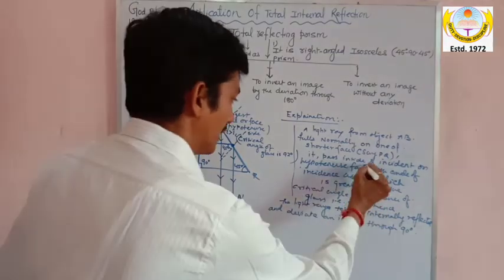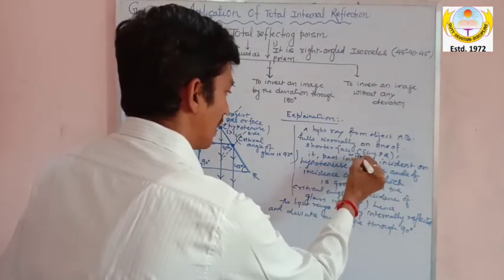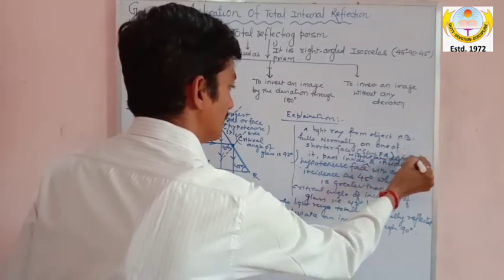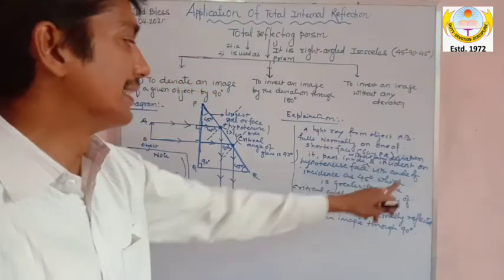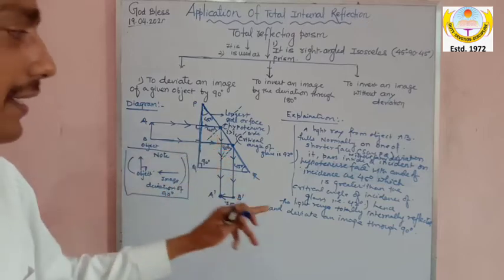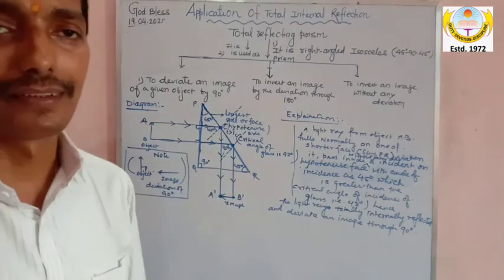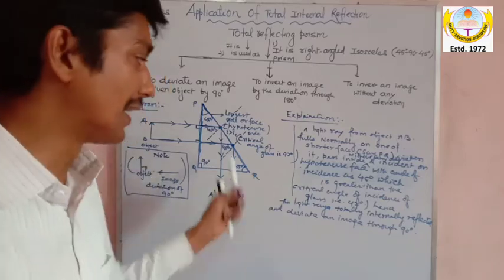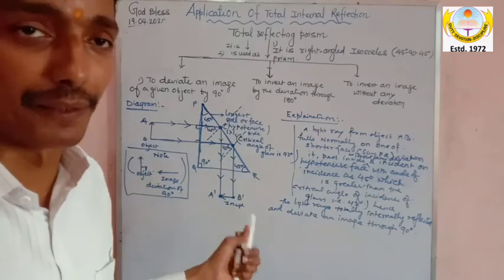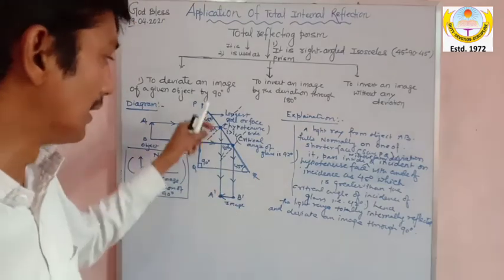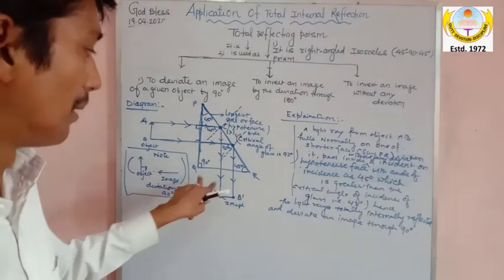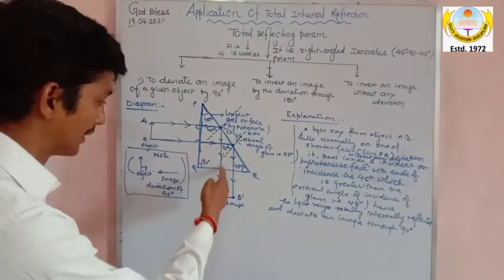Here you can write this: it passes inside without any deviation, and is incident on the hypotenuse face with an angle of incidence of 45 degrees, which is greater than the critical angle of the glass, that is 42 degrees. 42 degrees is the critical angle of this glass because it is a glass prism, and hence the ray will be totally reflected. Here you can see this is the total internal reflection of the rays. Am I clear? It will come out through the third face also without any deviation, you can see here.